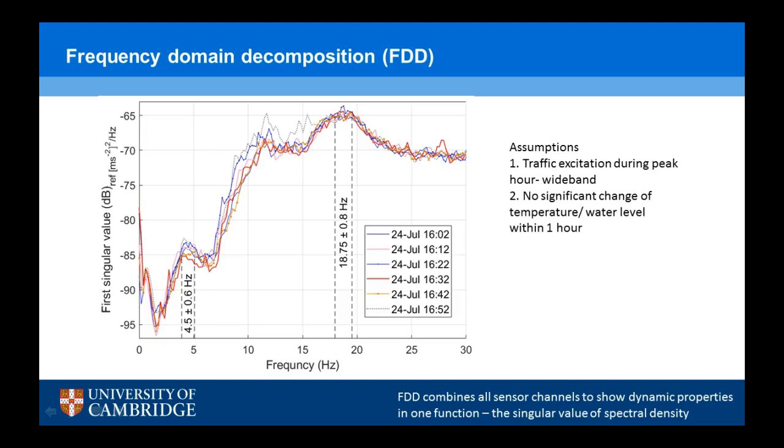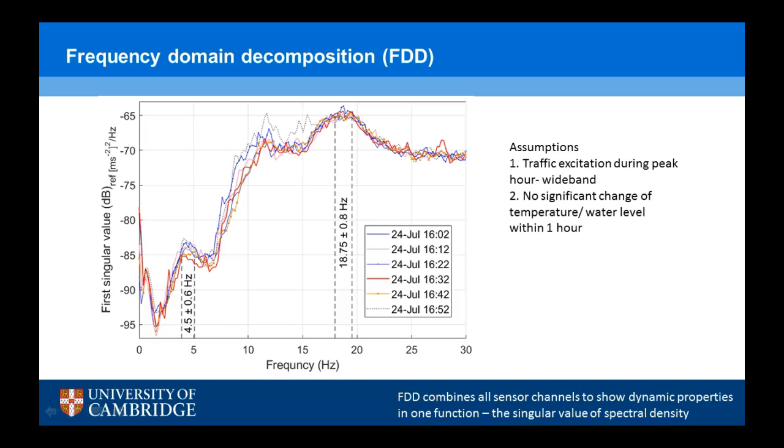So we saw 2 peaks, one at around 4.5 hertz and one at around 18.75 hertz. The assumptions we made were that the traffic excitation during peak hours, the time we considered, was wideband, because FDD works only when the input excitation is wideband, because it's an output-only method. There's no input given. And we also assumed that within this period of time, there's no significant change of temperature or water level, and because of that, we should see the same natural frequency.